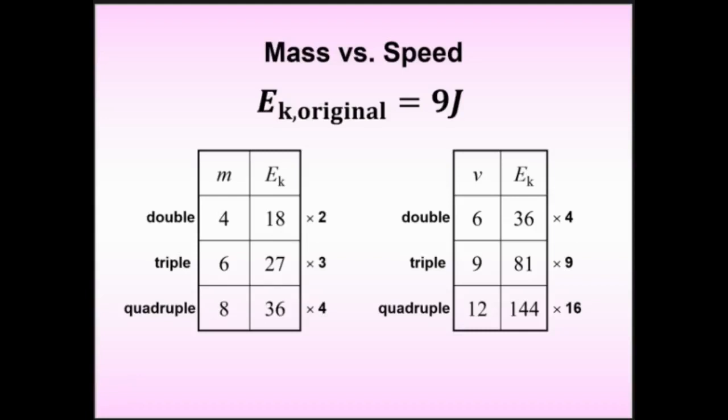Hold on. Some people said 0. What's the power on top of V? 2. We don't disagree with that. What's the power on top of M? Why is it not 0? Because remember, anything to the power 0 is 1. If this was M to the 0, you would have nothing here, and EK would only depend on speed, which is weird. That doesn't make sense, right?